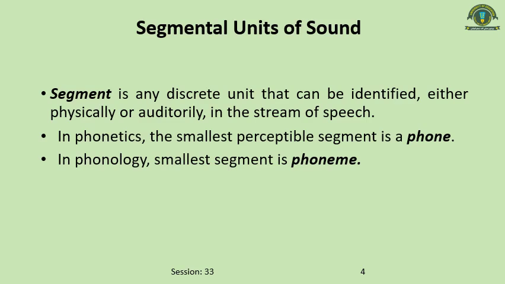But remember, in phonetics, the smallest perceptible segment is a phone. I also talked about this. But this time we are having another dimension. So in phonetics, the smallest perceptible segment is phone, whereas in phonology, smallest segment is phoneme. Now you understand the segmental units of sound, that in phonetics, the smallest perceptible segment is phone, whereas in phonology, smallest segment is phoneme. So this is what you have to remember. Is it clear?